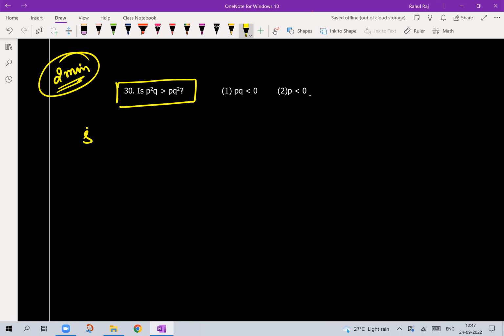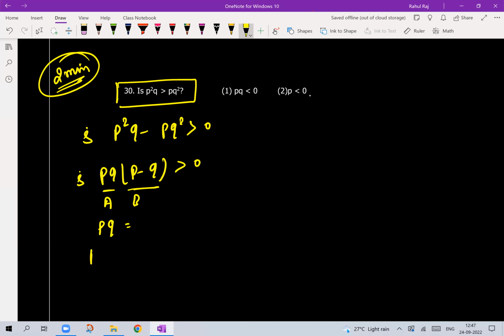When I see the same variable on both sides, I personally feel like bringing it to one side. It gives me complete command on the question. So can I say is p square q minus pq square greater than 0? Can I say is pq into p minus q greater than 0? Now it's straightforward: is AB greater than 0? It means I need to know the sign of PQ and the sign of P minus Q. If PQ is positive, P minus Q should be positive. If this is negative, P minus Q should be negative. So what you need to prove is that A and B are of the same sign. Simple logic.